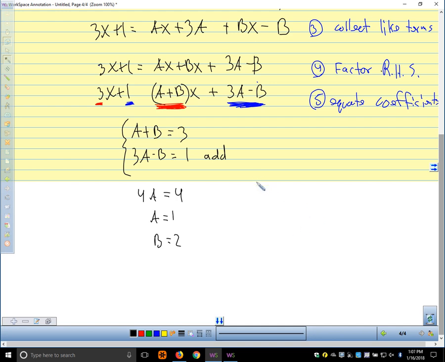And we figured out that 3x plus 1 over x squared plus 2x minus 3 equals 1 over x minus 1 plus 2 over x minus 3. And this would be the partial fraction decomposition, just like we said right at the beginning.